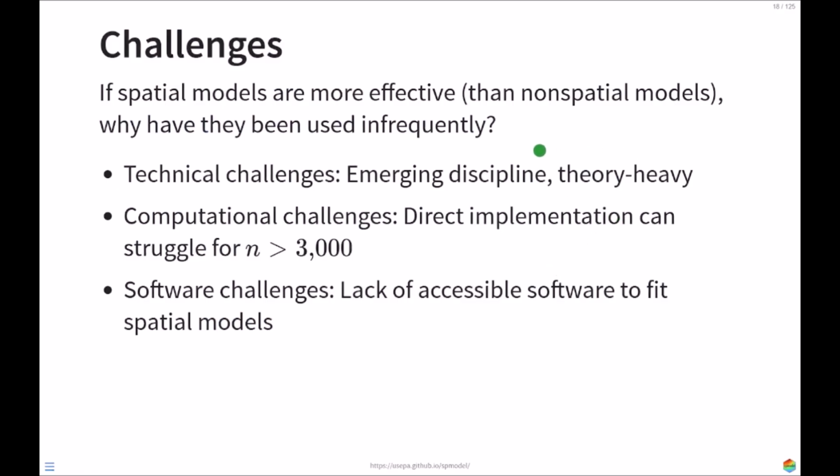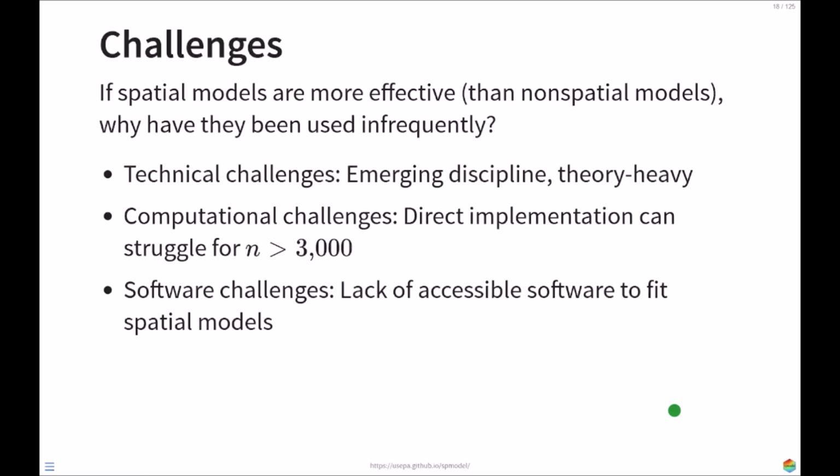So I've gone on and on about some of the benefits of spatial models, but if they're more effective than non-spatial models, why do you not see them used that frequently in literature? There are a couple of reasons for this, at least from my perspective. The first is technical challenges. Spatial statistics is a relatively new discipline in the context of statistics, and there's a lot of theory that goes into some of these models. The second is computational challenges. Directly implementing a spatial linear model, which we'll talk about today, really struggles for sample sizes much above 3,000. Computational burden starts to really weigh these down and make them infeasible for larger sample sizes.